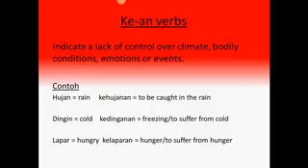Now, Kaan verbs, the actions, indicate a lack of control over climate, bodily conditions, emotions, or events. So looking at some examples here, our base word is hujan, kehujanan, to be caught in the rain. So again, losing control of the climate. Dingin is cold, the base word. Kedinginan is freezing or to suffer from cold. So again, that loss of bodily condition or climate. Lapar is hungry. Kelaparan is hunger or to suffer from hunger. Again, loss of control, body condition or an event.